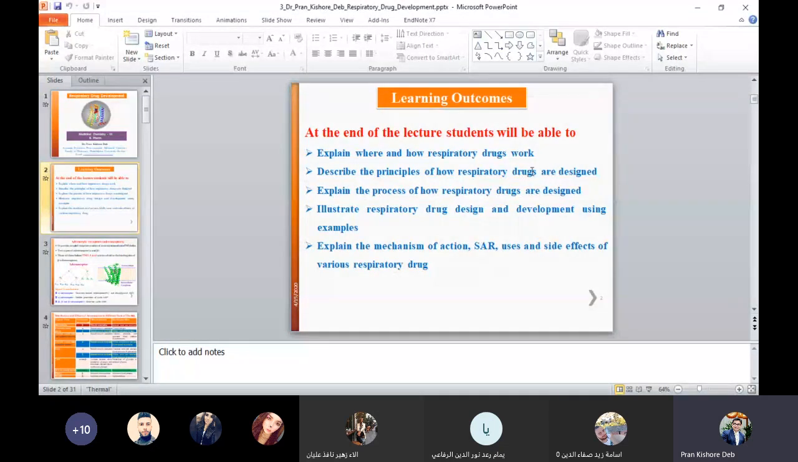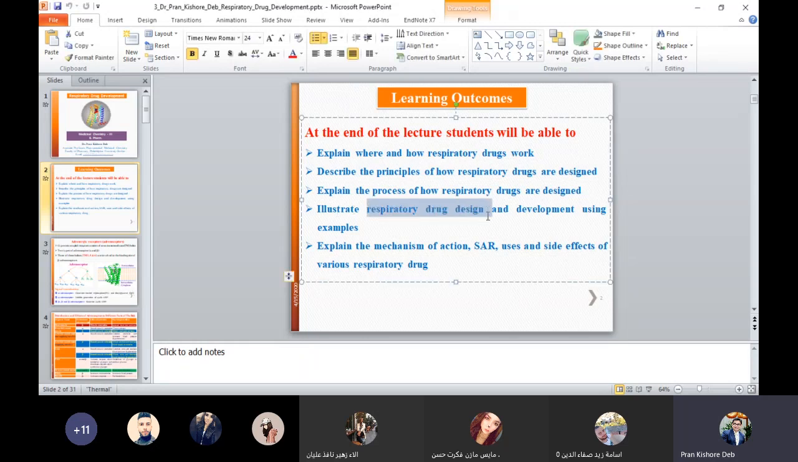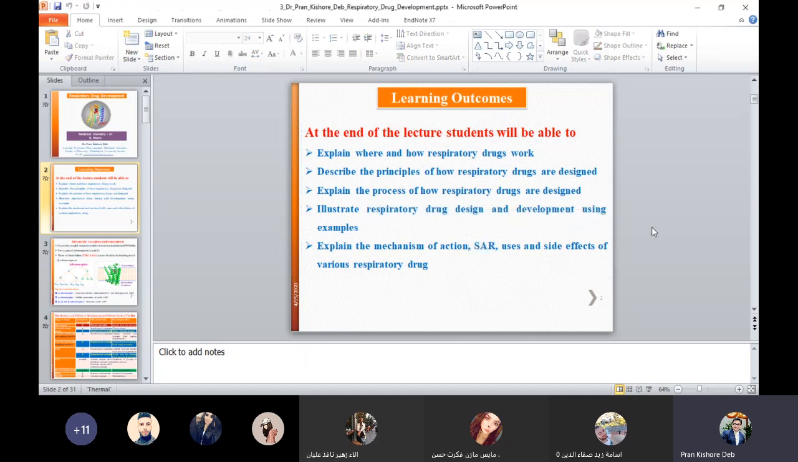describe the principle of how respiratory drugs are designed, mainly when you say respiratory drugs, mainly beta agonist, okay, beta 2 agonist. And then you will be able to explain the process of how respiratory drugs are designed, illustrate the respiratory drug design and development using example, and you'll be also able to explain mechanism of action, SAR, and when you discuss the SAR, you will know the uses and reasons for side effect of various respiratory drugs. So this chapter you will find very interesting.